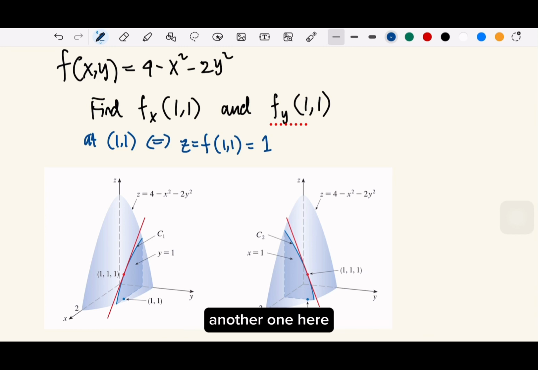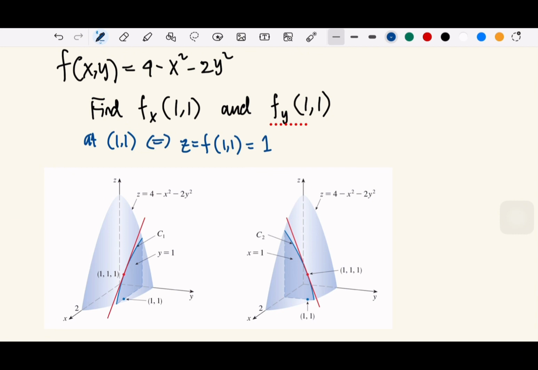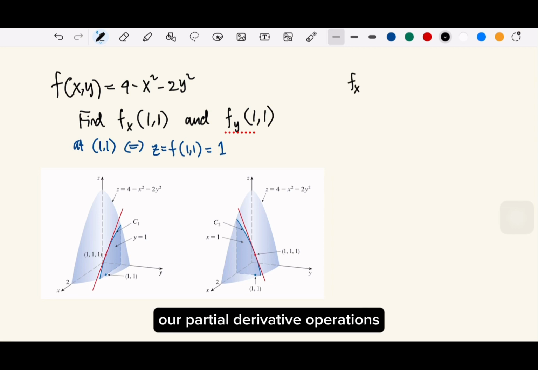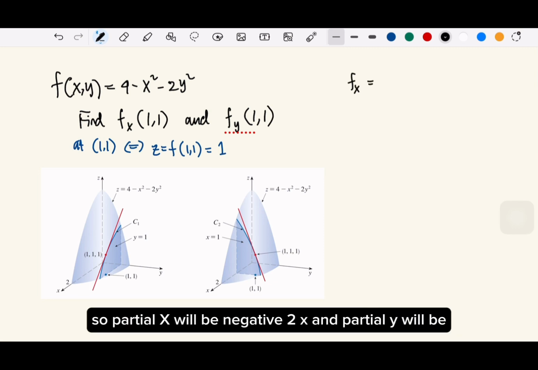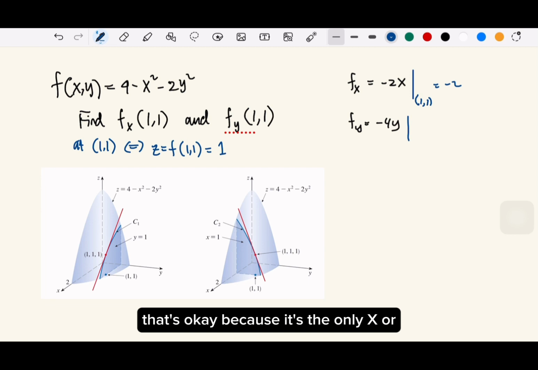At this point, this will be the C1. And another one here, this will be C2. So that's actually our partial x and partial y. So if we would like to find partial x, partial y, then we can operate our partial derivative operations. So partial x will be negative 2x, and partial y will be negative 4y. And then we can plug in (1, 1). This is negative 2, and this will be negative 4.